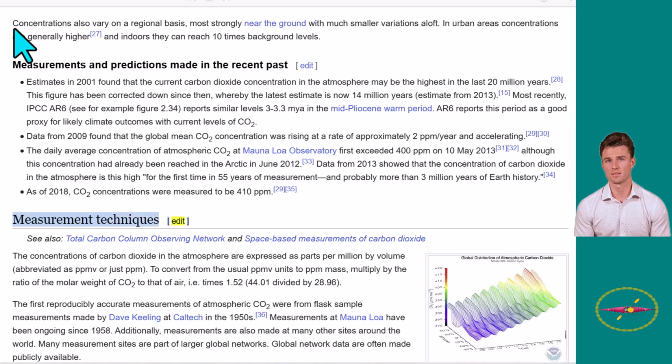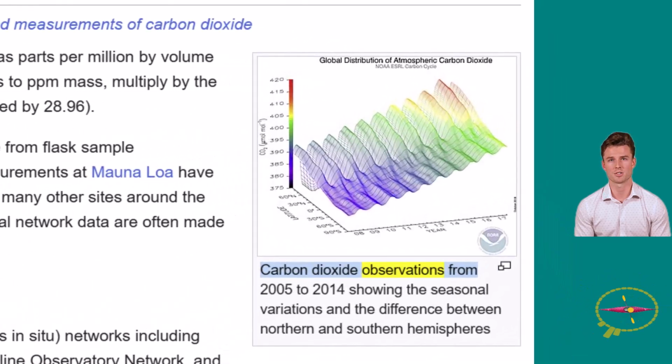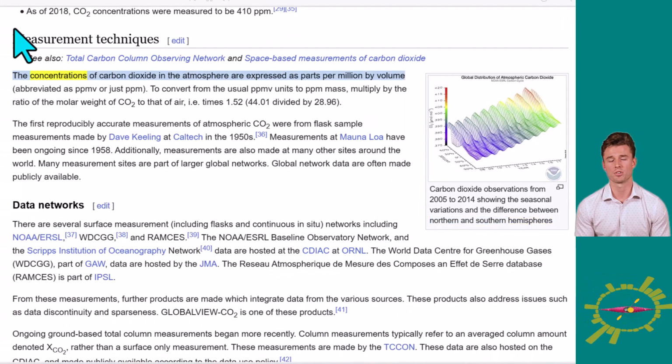Measurement techniques. Carbon dioxide observations from 2005 to 2014 showing the seasonal variations and the difference between northern and southern hemispheres. The concentrations of carbon dioxide in the atmosphere are expressed as parts per million by volume, abbreviated as ppmv or just ppm. To convert from the usual ppmv units to ppm mass, multiply by the ratio of the molar weight of CO2 to that of air, which is 1.52, 44.01 divided by 28.96.